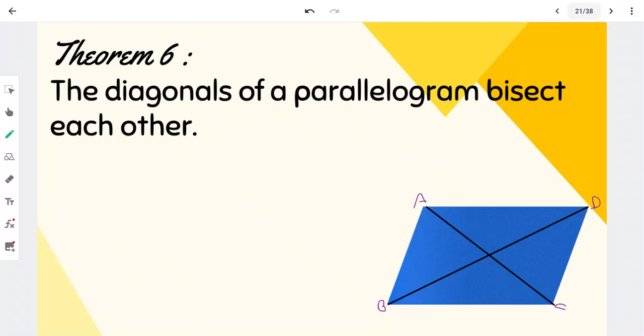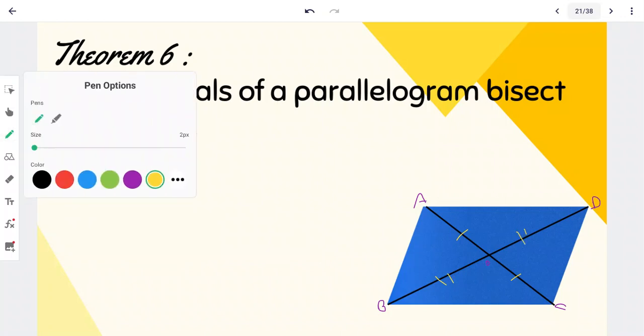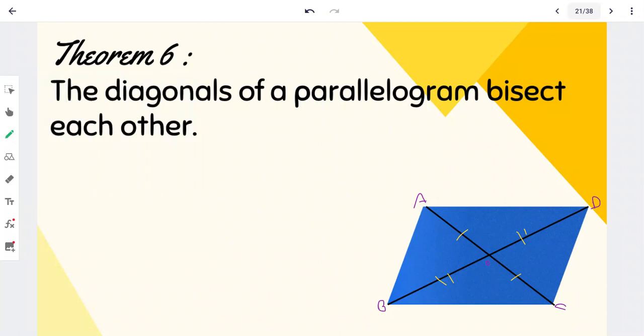The diagonals are intersecting at O. So when I say the diagonals are bisecting, it means AO and OC should be equal, BO and OD should be equal. That we have to prove. So let us start to prove it. Let us write the proof.